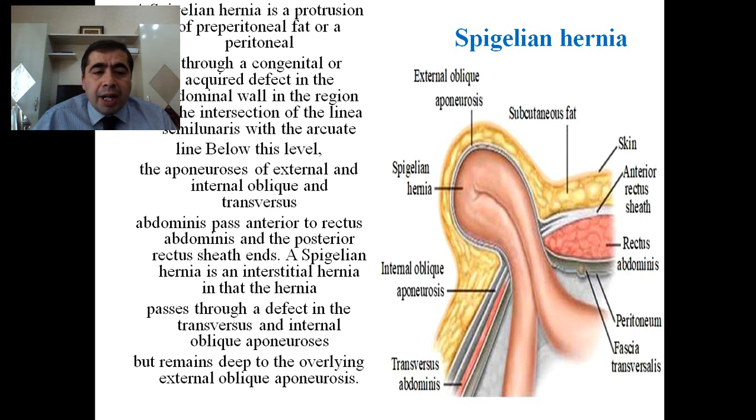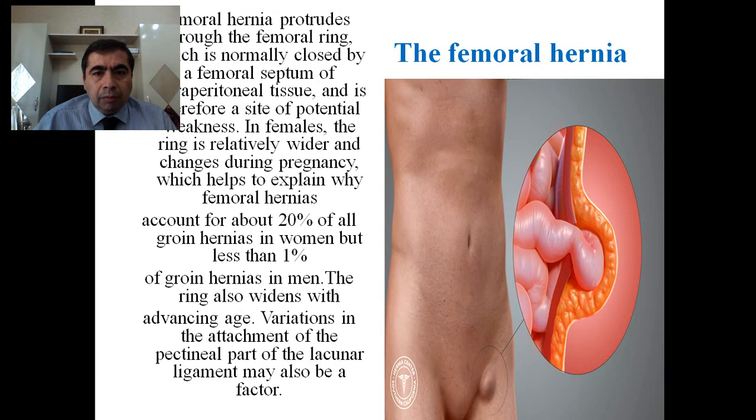A Spigelian hernia is an interstitial hernia in that the hernia passes through a defect in the transversus and internal oblique aponeurosis but remains deep to the overlying external oblique aponeurosis. The femoral hernia makes the femoral canal, canalis femoralis. This hernia protrudes through the femoral ring.